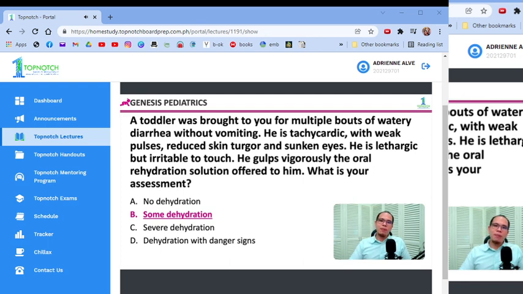These are already signs of compensated shock. Okay, your patient might still be having normal blood pressure, pero the compensatory mechanisms are kicking in na, nagtatachycardia na, mahina na yung pulse, so shock na yan, compensated shock ang tawag dyan. But we're discussing IMCI, we're discussing WHO guidelines. The answer would be some dehydration.